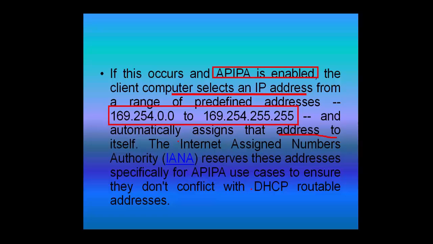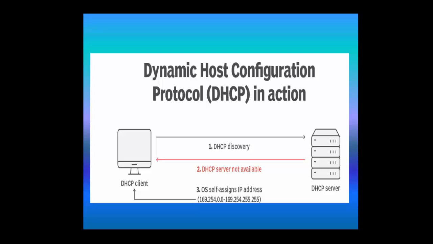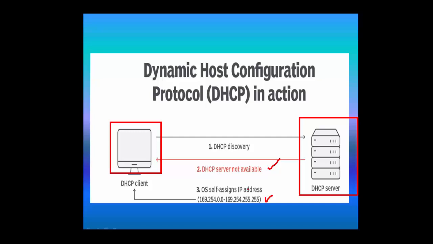The Internet Assigned Numbers Authority, IANA, reserves these addresses specifically for the APIPA use case to ensure they don't conflict with DHCP routable addresses. So you cannot configure these IPs manually or via DHCP to any machine. These are reserved series again. As private IP is reserved, this IP series is also reserved. So if a DHCP client tries to discover a DHCP server but the DHCP server is not available, then it automatically assigns one IP from this series. This is the APIPA.